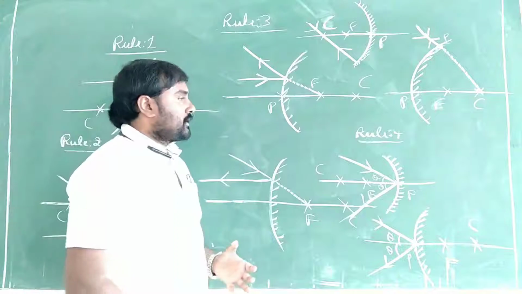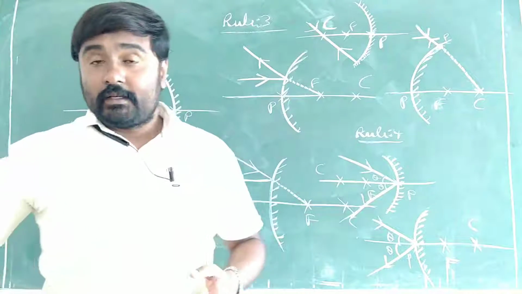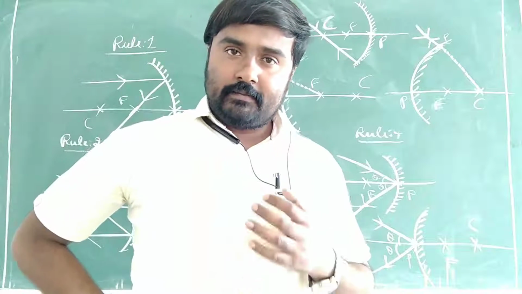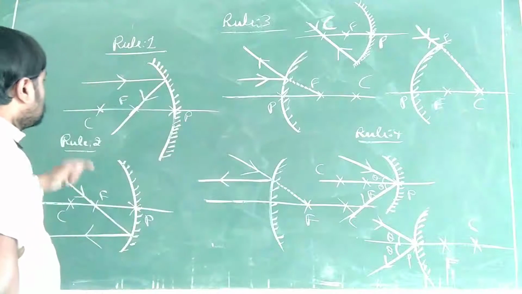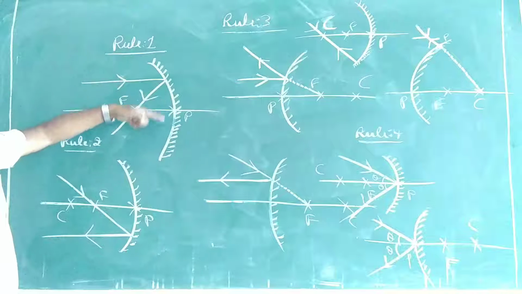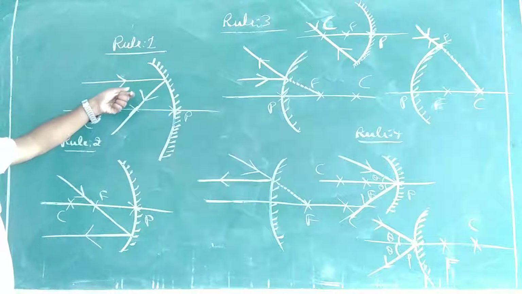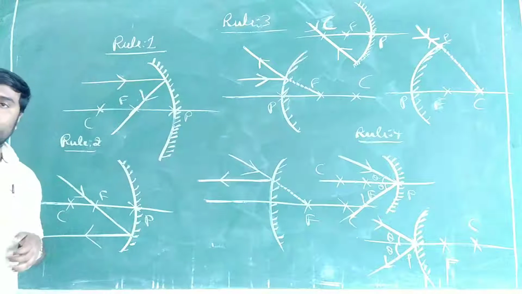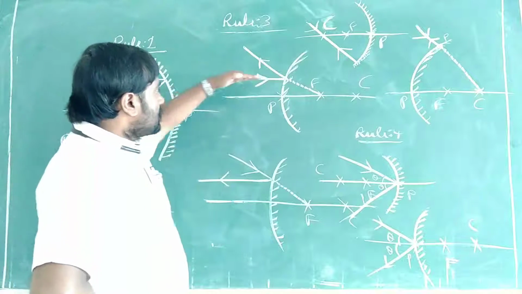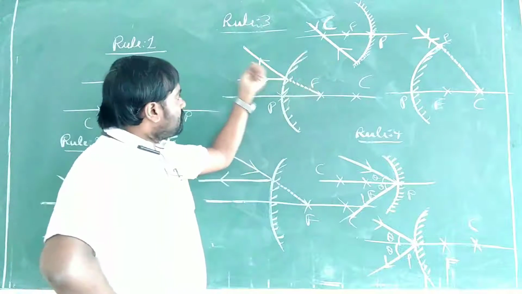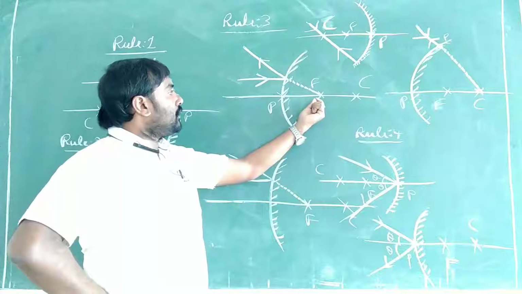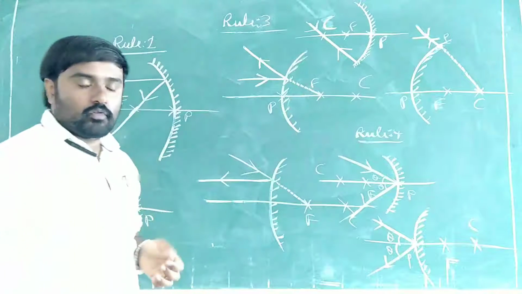So these rules can be used to find the image formation in case of spherical mirrors. The first rule, in case of concave: whenever the ray of light is incident on the silver surface of the concave mirror, after reflection, the reflected ray passes through the focus. In case of convex, whenever the ray of light is incident on the silver surface of the convex mirror, after reflection, the reflected ray appears to diverge from the principal focus.